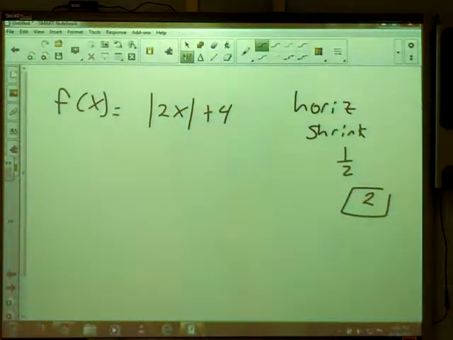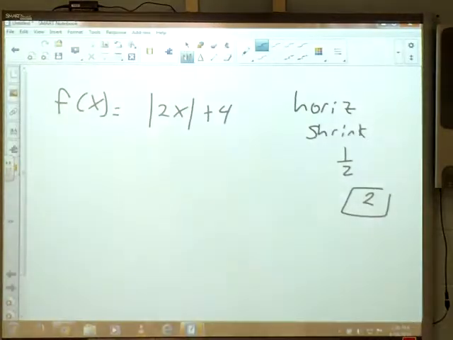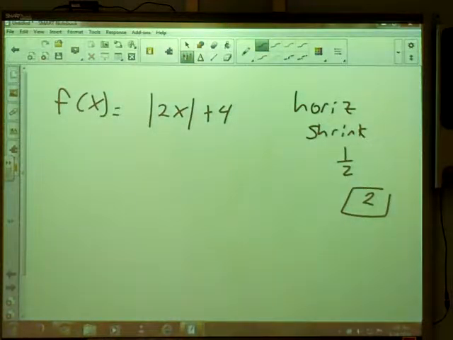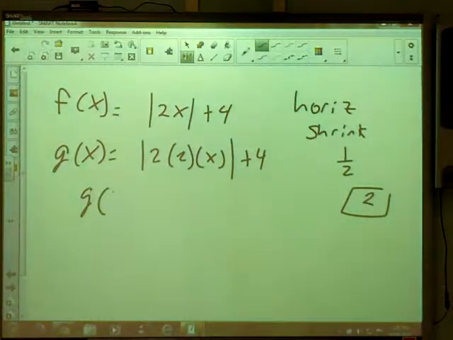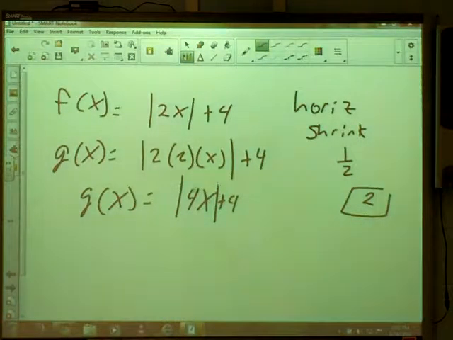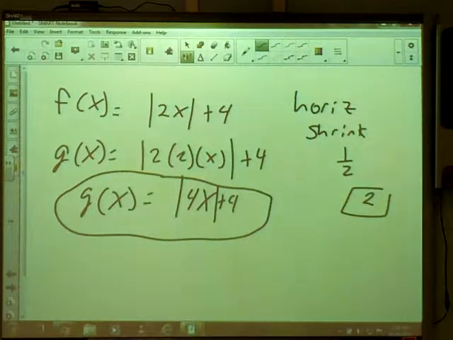Okay? Now when I do horizontal shrink, does it go in front of the whole thing, or just the variable? Just the variable. Vertical's the whole thing. Horizontal's just the variable. So we're putting it in front of just the variable. So we're going to say g of x is equal to the absolute value. I've already got a 2 in there. I'm putting another 2 in there. And there's an x in there. Now you would have skipped that step. I'm showing it all out. Because you know what that means. 2 times 2 times x. You got that, right? Don't forget to close that bar. Is that what you got?